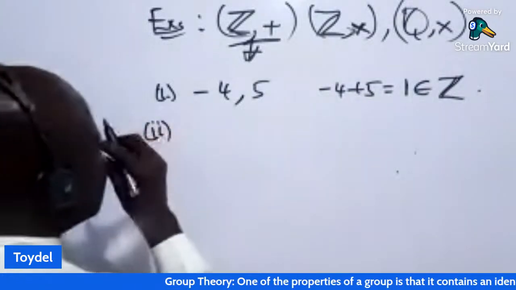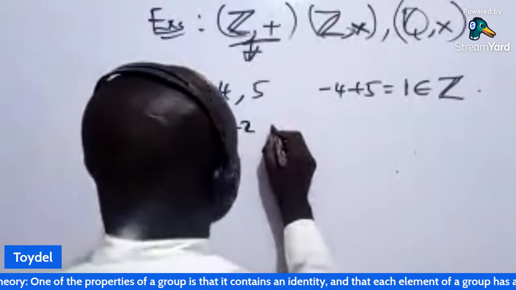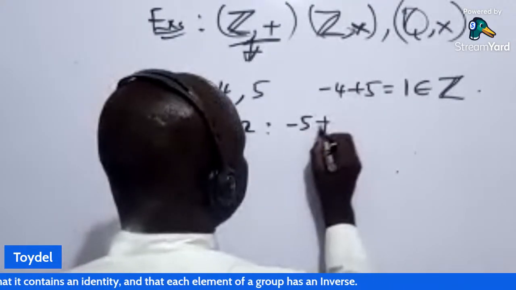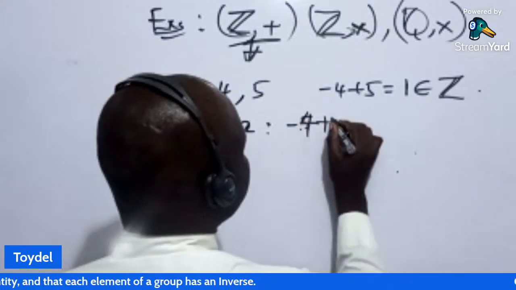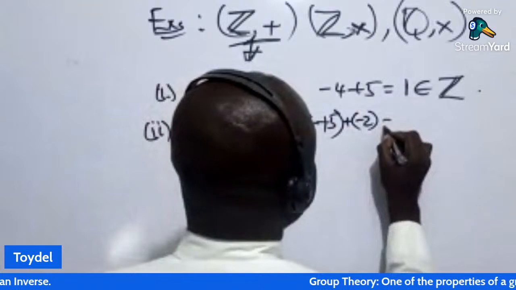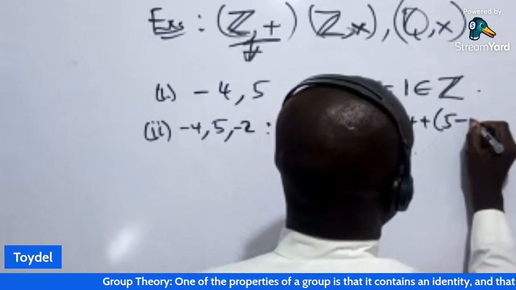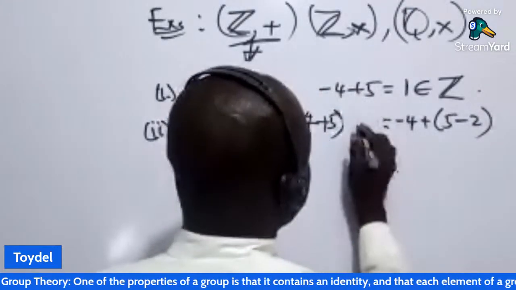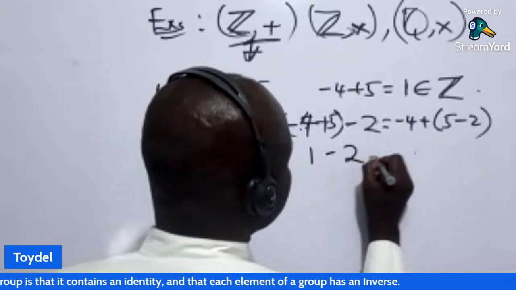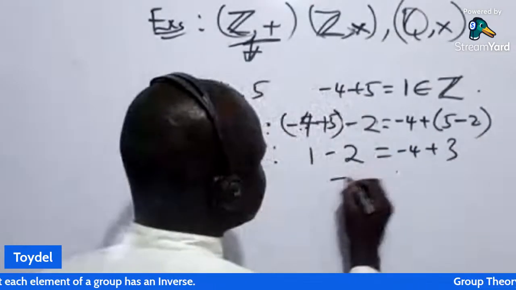Then the second one, let's pick three elements, say -4, 5, and -2. In this case, I want to test for associativity. If we say -4 plus 5 into bracket plus -2, will it be the same thing as -4 plus into bracket 5 minus 2? So this is -2. In this case, we have 1 minus 2. Are we going to get the same thing? This is -4 plus 5 minus 2 is 3. 1 minus 2 is -1.